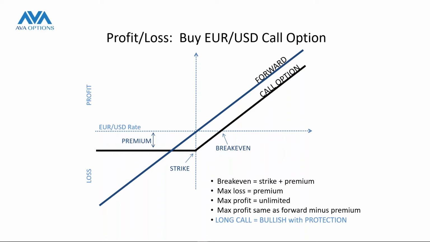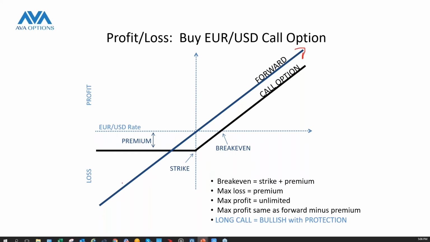Here is a quick payoff diagram. We call these stick diagrams or hockey stick diagrams, comparing the payoff of a call option to the payoff of trading spot. So let me just open up my pen. Let's see, here's a pen. The call option is a little bit different than trading the forward, right? The forward has unlimited profit potential and unlimited loss potential.